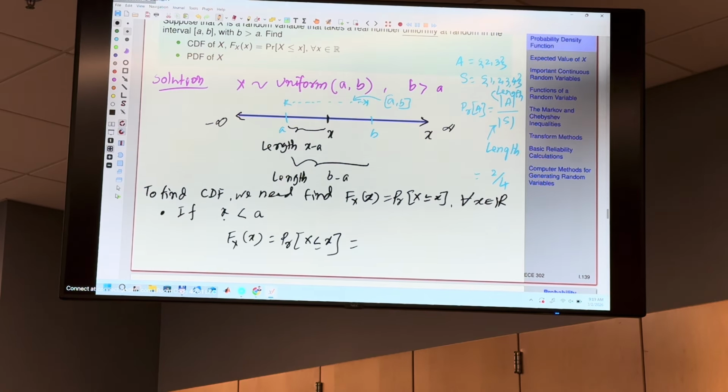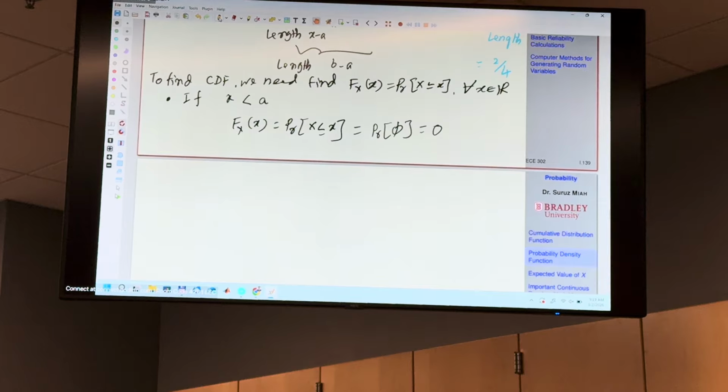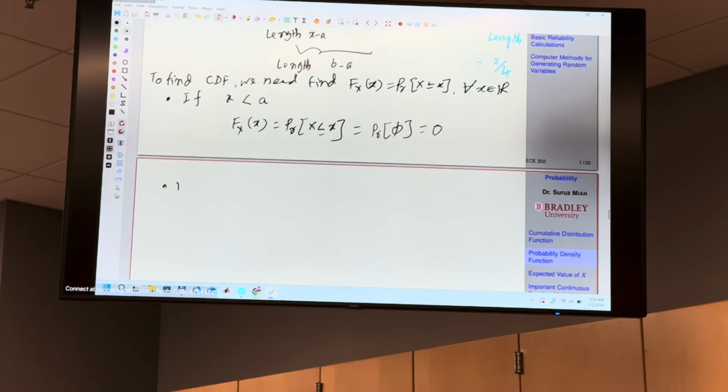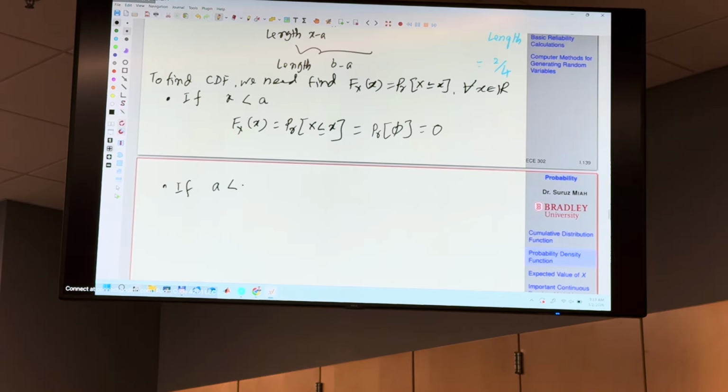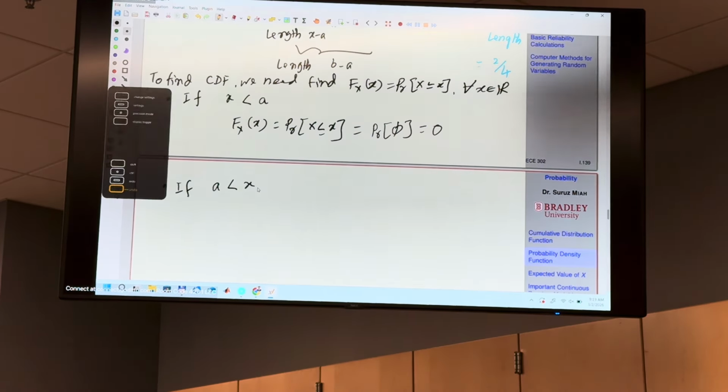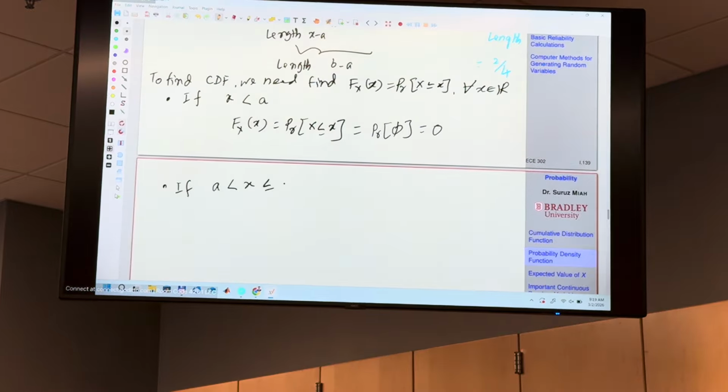What is the probability that X is less than a? It is outside this interval, and it is an impossible event. Because it is an impossible event, this probability is zero. So F sub X is 0. Now how about if a is less than x less than or equal to b.